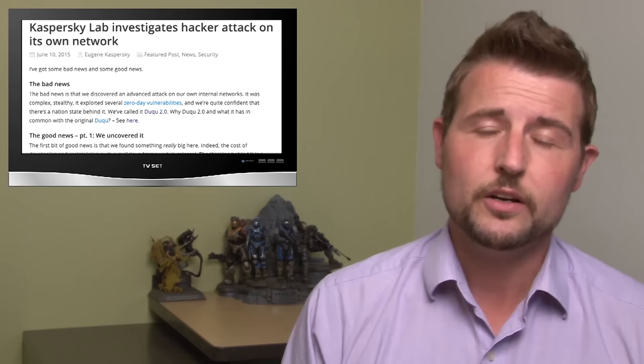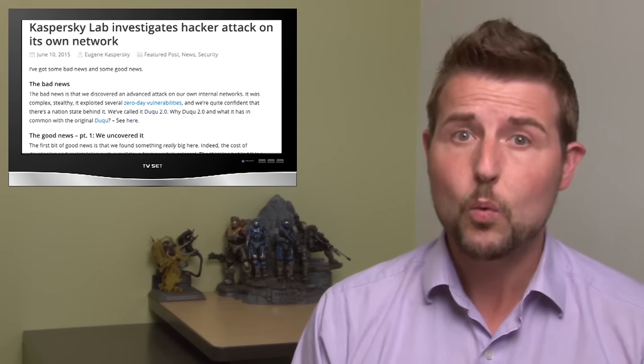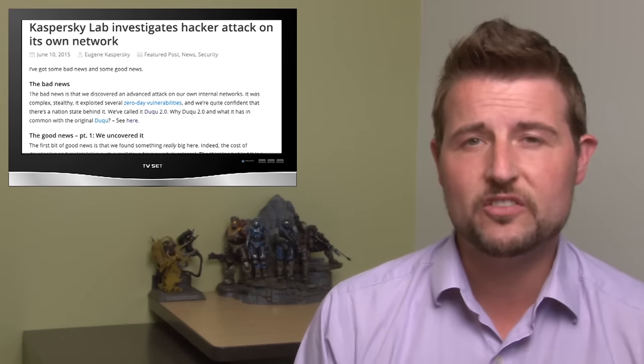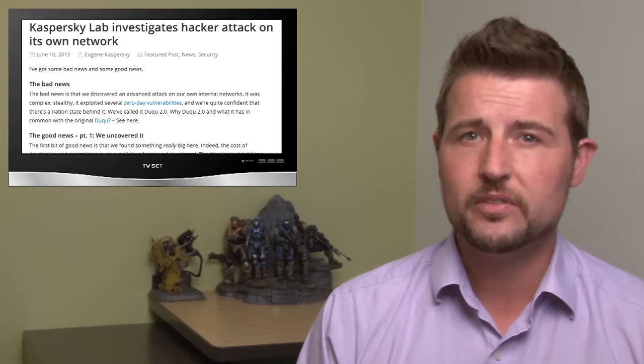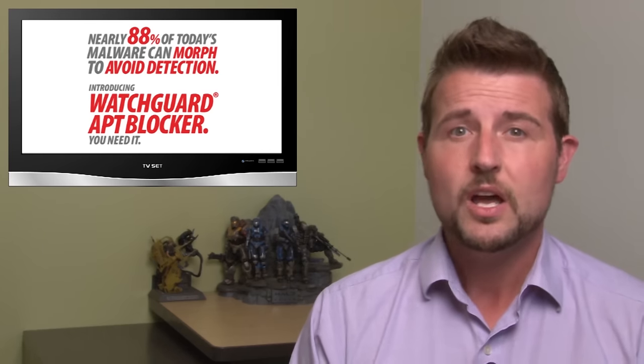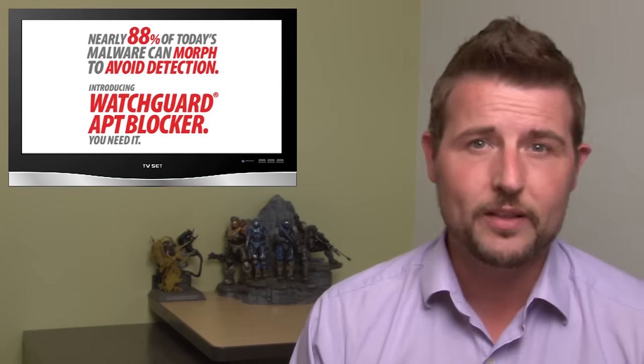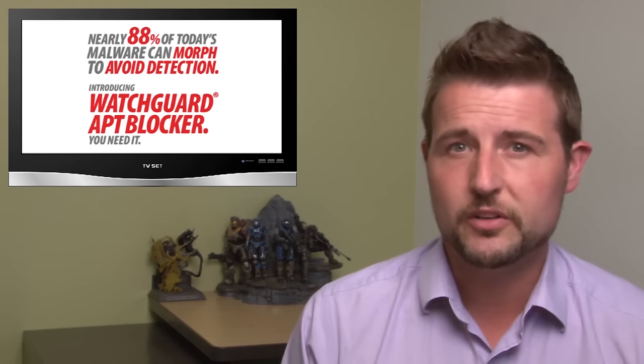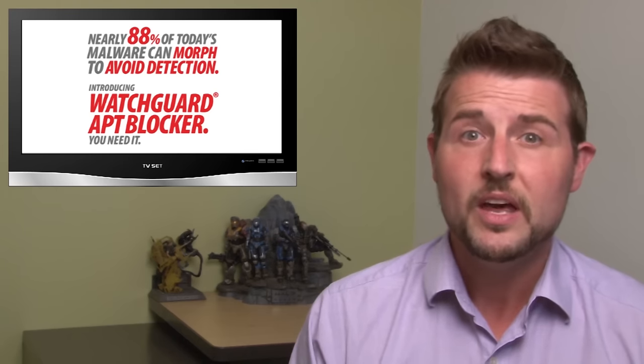They plan on using their sandbox system. And by the way, one of the ways you can catch the more advanced malware out there is with systems like WatchGuard's APT Blocker. Systems that don't just rely on signatures to find malware, but rather use behaviors to detect malware that may never have been seen before.